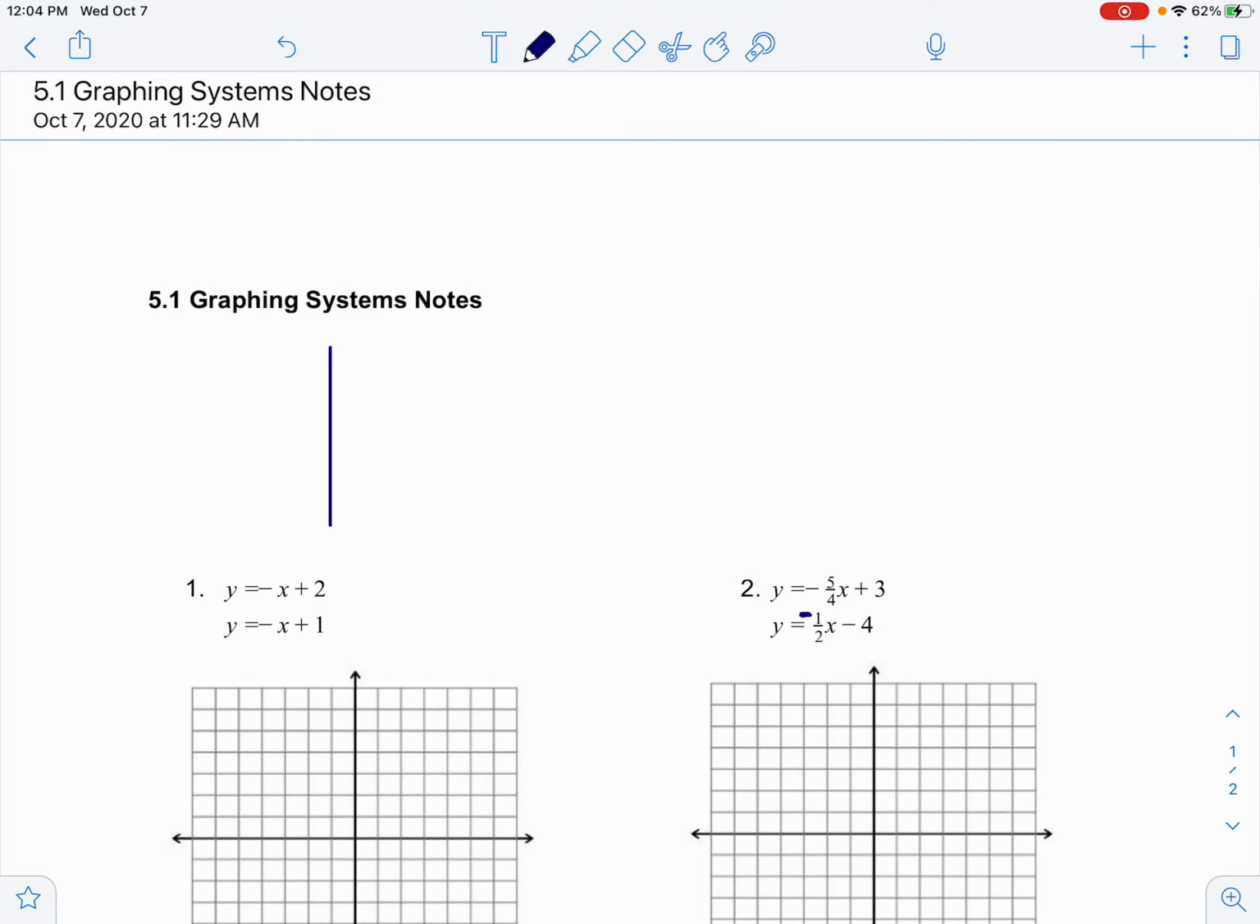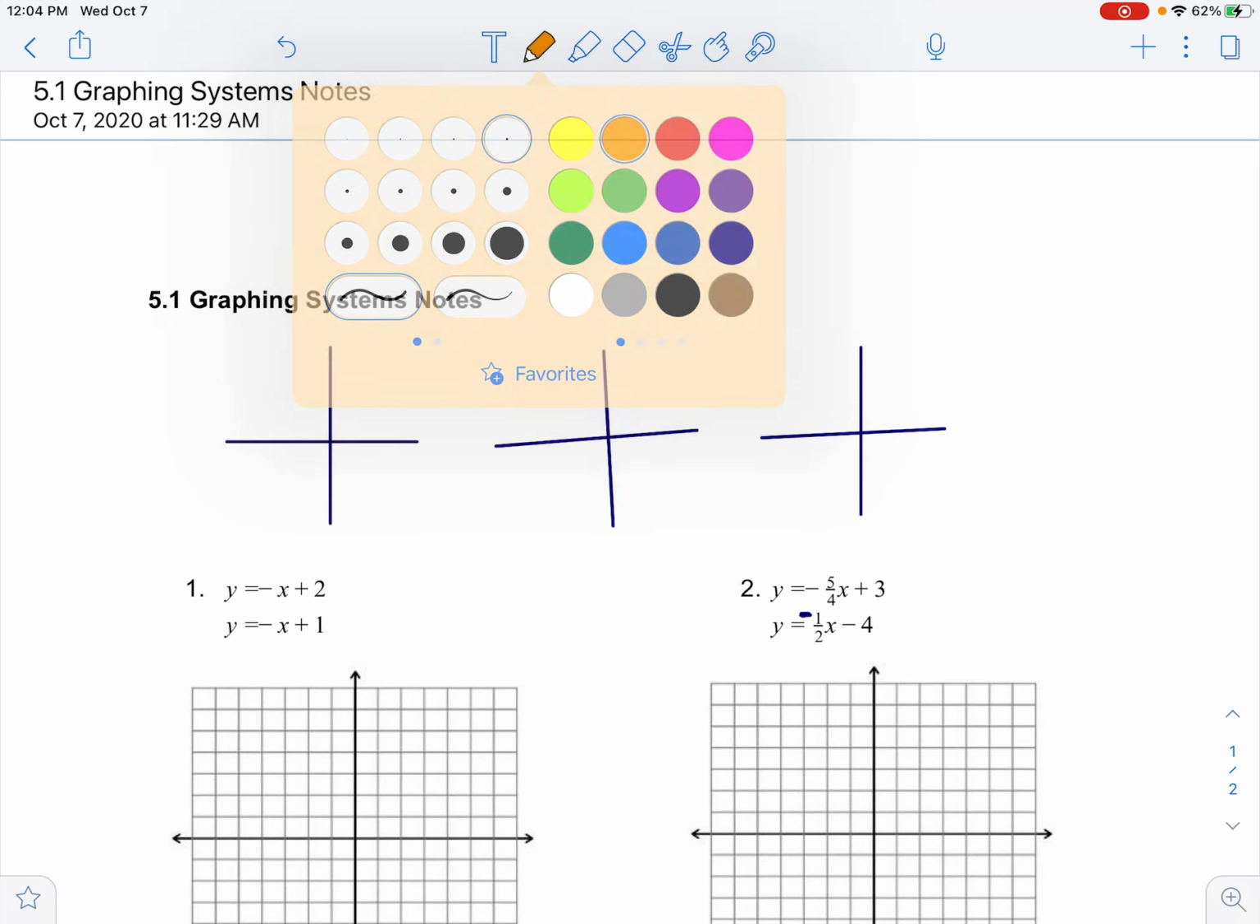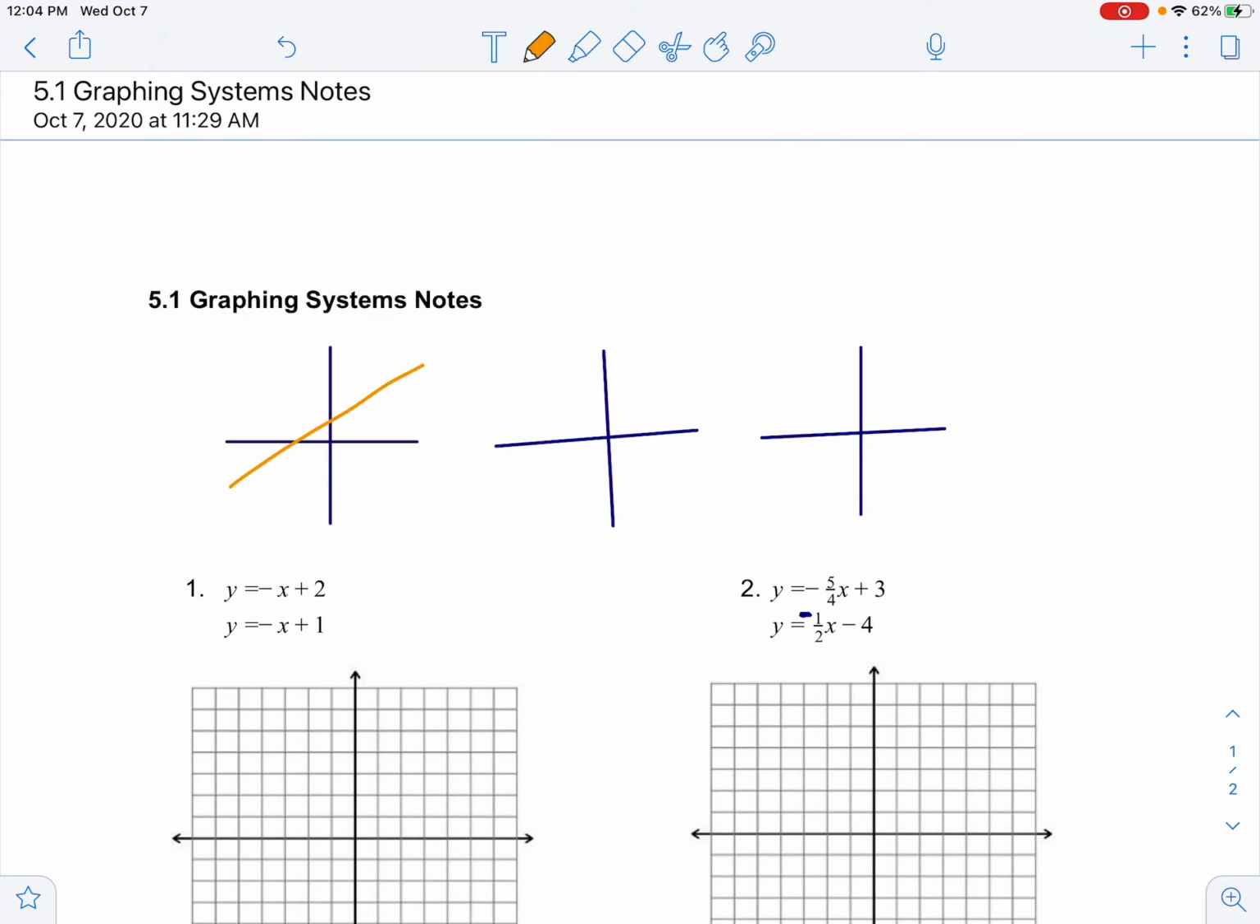So when we have a system, there's actually three different options for your solutions. So I'm going to draw three XY charts here, and let's talk about the options for our solutions. So we could have two completely normal lines, or what I would call normal, where these two lines intersect at a point, an XY point. This is when we have one solution. We can also have lines that are parallel. If they're parallel, are they ever going to touch? No. So this would be no solution.